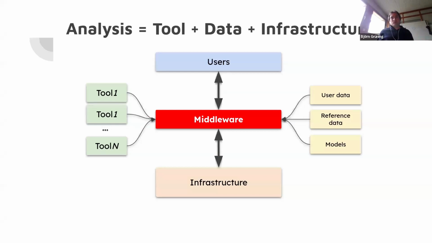In very general terms, this is how at least I perceive data analysis. You have tools, you have data, and you have infrastructure. And those three components you need somehow. And if we talk about workflows, you have a bunch of different tools that you want to put together. You have probably a bunch of different data sets, not only your data that you want to analyze, but you probably need reference data. You probably need some models, depending on the tools that you're using. And you need a lot of infrastructure, depending, again, on how much data and what kind of data you want to analyze.